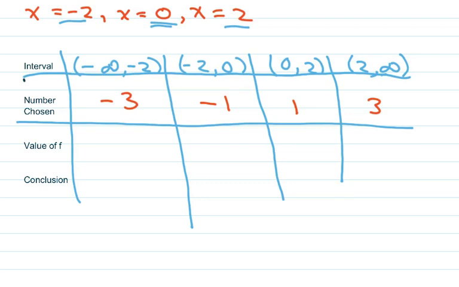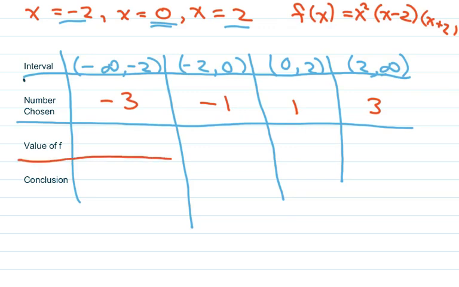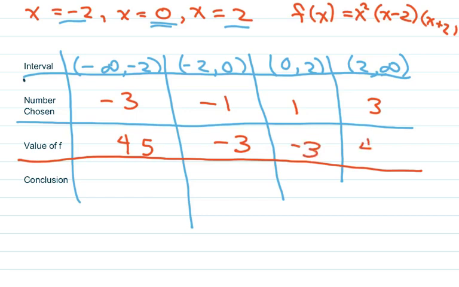And we're going to plug it into our equation f of x equals x squared times x minus 2 times x plus 2. Or you could just plug it into the original. Alright, so this would be x plus 2. Now, when I plug it in, I get the value of f. So I got 45, negative 3, negative 3, back to 45.